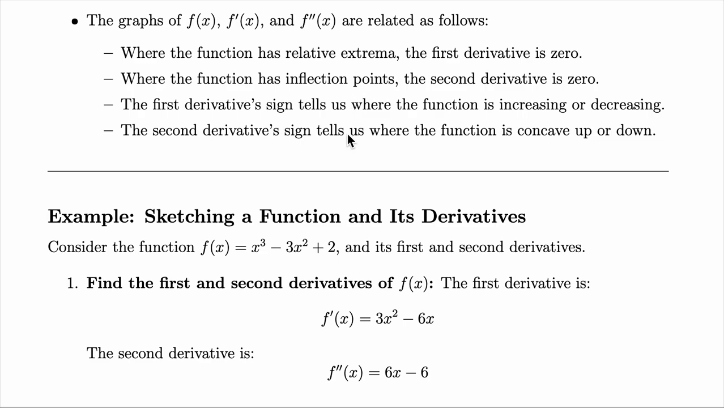The first derivative sign tells us where the function is increasing or decreasing, and then the second derivative sign again tells us where the function is concave up like a smile or concave down like a frown. All right, let's go ahead and move on.